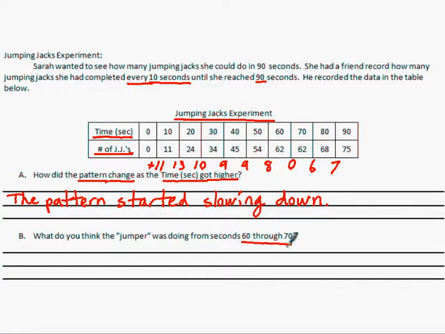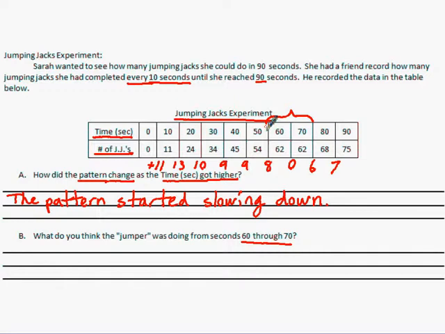So now we need to take a look up here at the table and look at seconds 60 and 70, which are right here. So this is what we're looking at. At 60 seconds, the jumper had 62. At 70 seconds, the jumper had 62. Nothing happened. The total number of jumping jacks did not go up.